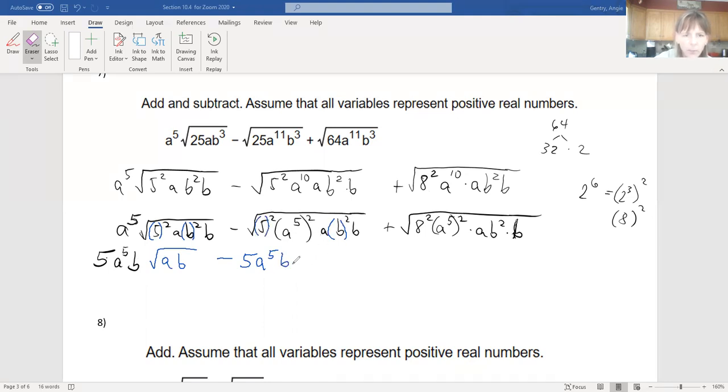So if we're going to look at it that way, be careful. This is tedious. Square root of ab. The 8 comes out. The a to the 5th comes out, and the b comes out. What stays under? ab.